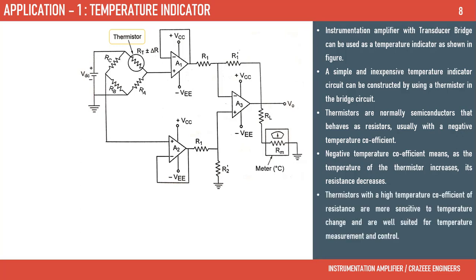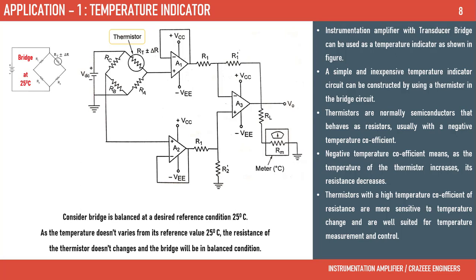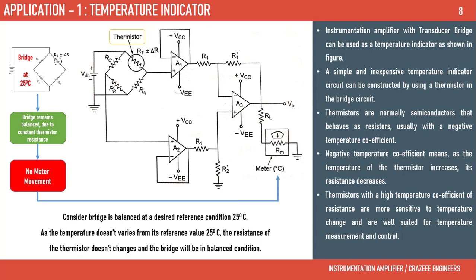Thermistors with a high temperature coefficient of resistance are more sensitive to temperature change, and are well suited for temperature measurement and control. Consider a bridge balanced at a desired reference condition of 25 degrees Celsius. As long as the temperature doesn't vary from its reference value of 25 degrees Celsius, the resistance of the thermistor doesn't change, and the bridge will be in a balanced condition.